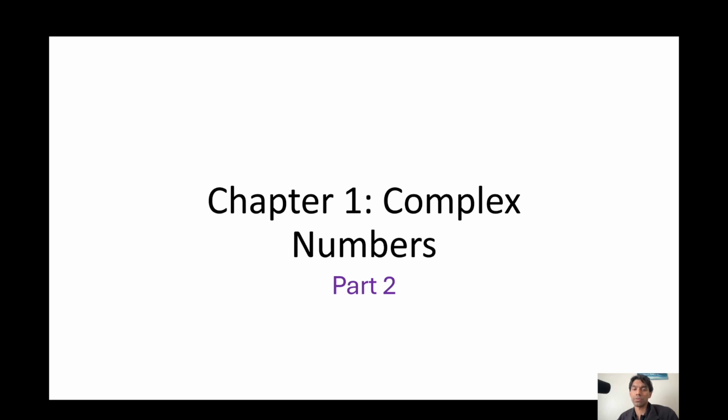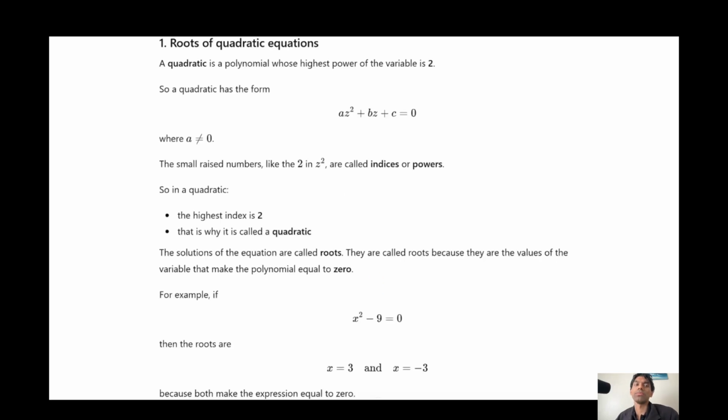Chapter 1, Complex Numbers Part 2. The first part we're going to be looking at is the roots of quadratic equations. A quadratic is a polynomial whose highest power of the variable is 2.